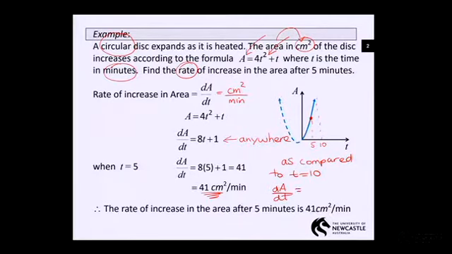Steeper or flatter? Well, here comes the numerical answer, and the numerical answer says it's going to be 81 centimetres squared per minute. So the rate at which the area is changing depends on what time you froze it at. So it's not the same rate everywhere in this particular question. It's about what it was at this time, and this time, and this time. So it's not the same, not in this question, all right?